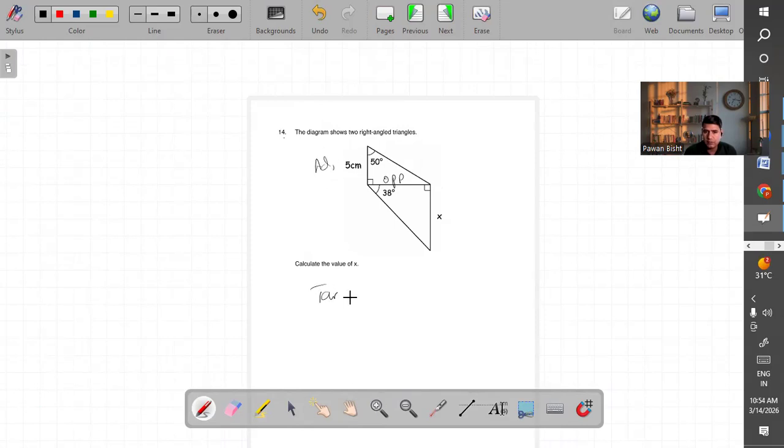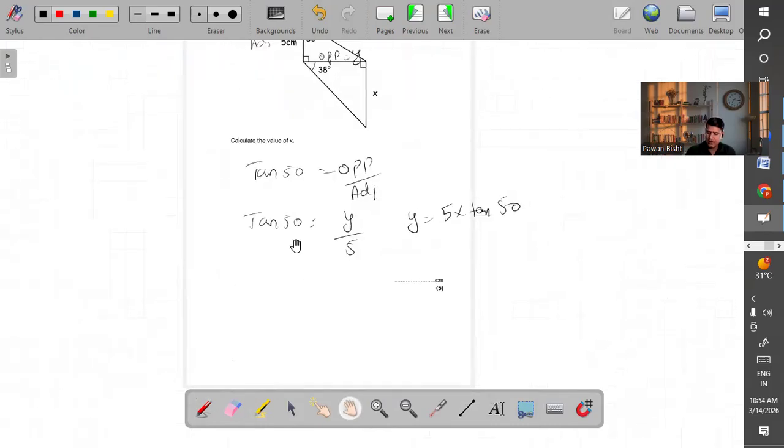So I use tan 50 is equal to opposite over adjacent. Put the value. We don't know this opposite, let it be y. So y over 5. So what is the value of y? 5 times tan 50. Put it in your calculator. So y is coming 5.95 centimeter. But we don't have to find y, we have to find x.